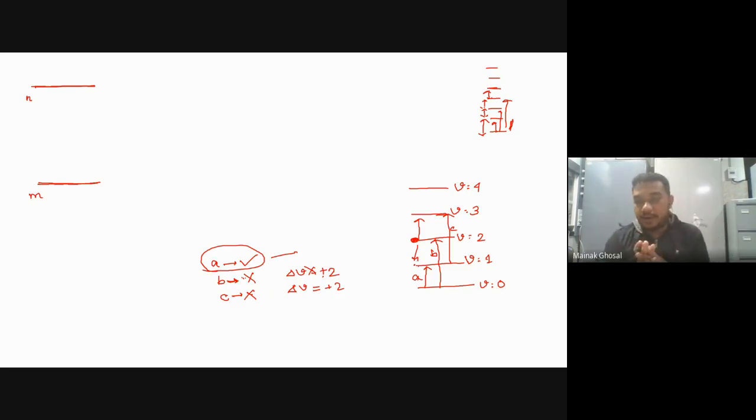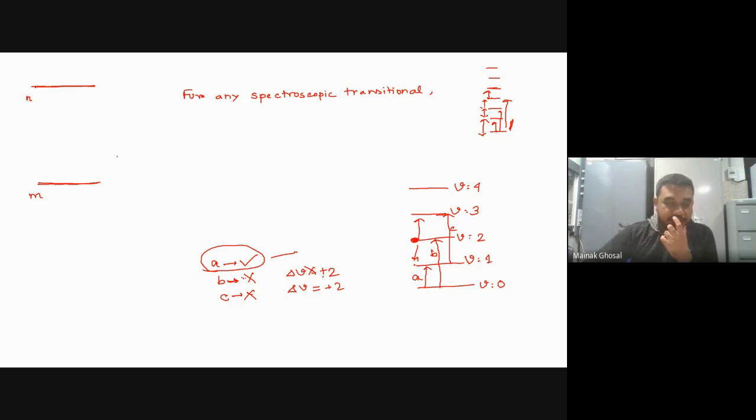I am talking now about the gross selection rule, where I have told you just that there should be a change in the dipole moment. But my question is, for any spectroscopic transition, whether it is IR, rotational, vibrational, anything, there is a general condition. What is that condition? I just want to know that.